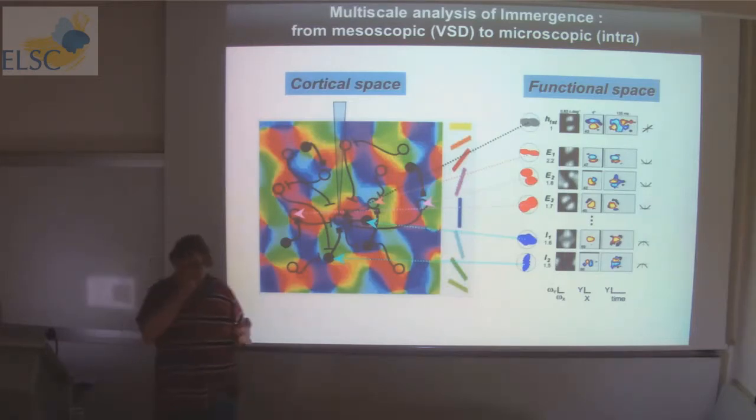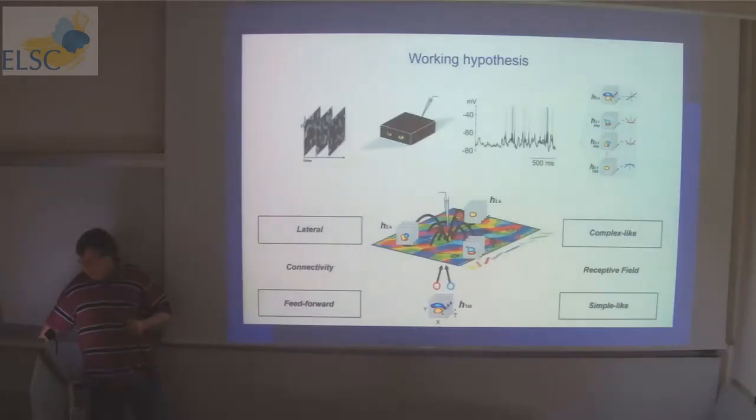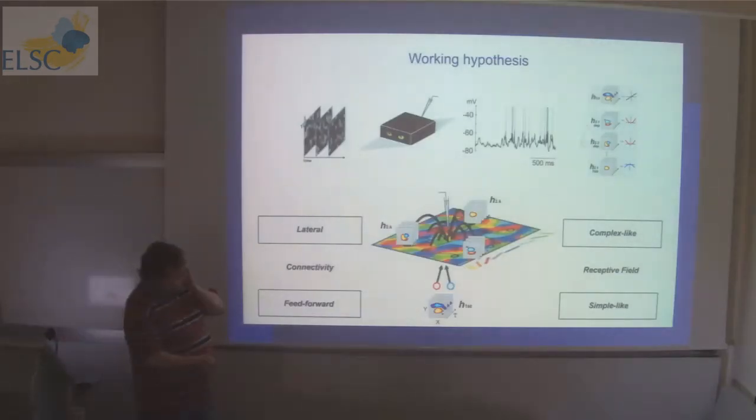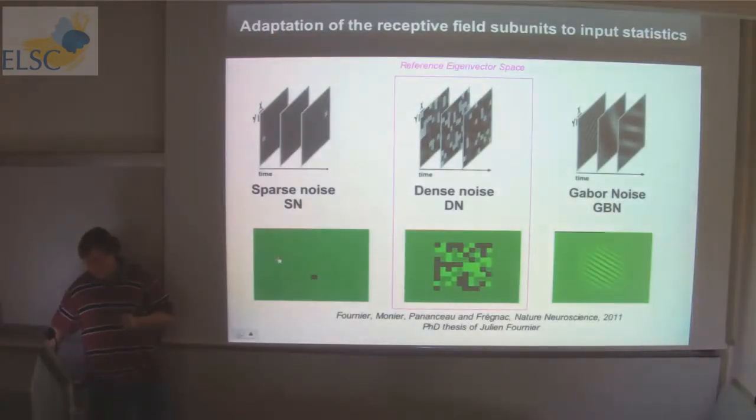So basically it would be very interesting to use a stimulus which reveals the most spectrum of input, and then use these subunits as a kind of eigenvector basis on which you will decompose the responses of the cell for whatever input statistics. Right? So if you do that, you have a kind of working hypothesis where you will have, in a way, the linear kernel which represents the feedforward drive, and these subunits will represent the competing sources.